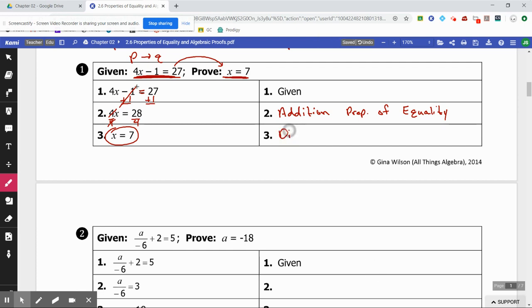That is the division property of equality. So when we divide both sides by 4, we now have x left over here equals 28 divided by 4 is 7. So by taking your original statement and doing the addition property of equality to both sides and then doing the division property of equality to both sides, we go from 4x minus 1 is 27 to x equals 7, which is what we were trying to prove. Next problem.